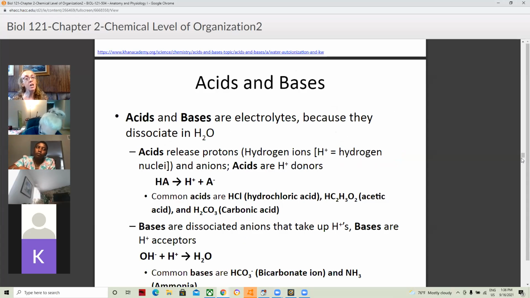Acids and bases are electrolytes because they have those negative and positive charges on them. And they dissociate in water. Acids release protons or hydrogen ions. You guys, why are hydrogen ions called protons? Can we also say they're protons? Why can we say a hydrogen ion is also a proton?